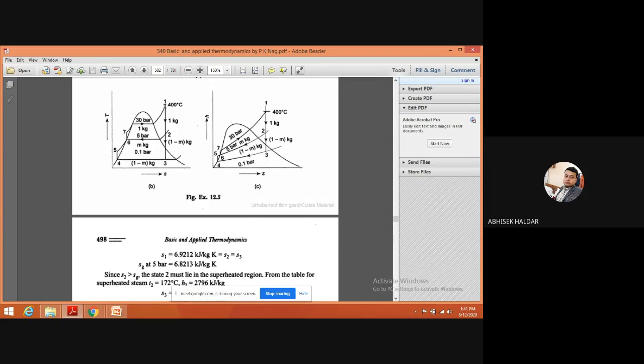The equation is H1 minus H7. You don't need to remember it, just see which point is the external heat addition. H7 to H1 is the external heat addition, right? So H1 minus H7 is the heat added in the boiler, right? Yes, sir. So H1 minus H7 should be equal to what?